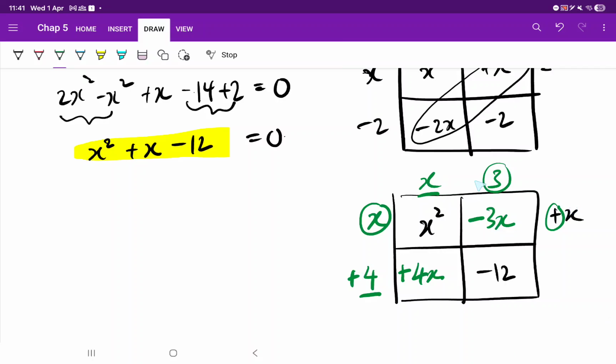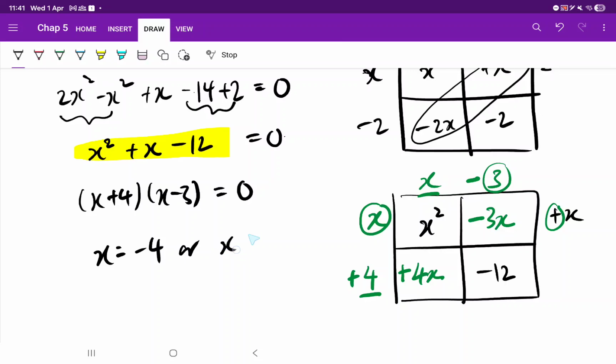So x plus 4 and x minus 3, because I want the minus 3, yeah? So factorize this, x plus 4, x minus 3 equal to 0. x is negative 4 or x will be equal to 3. Like I said, the zero product rule, where you write out something equals 0 or something equals 0, is a step that you don't need to write if you are very familiar. You can skip that step.